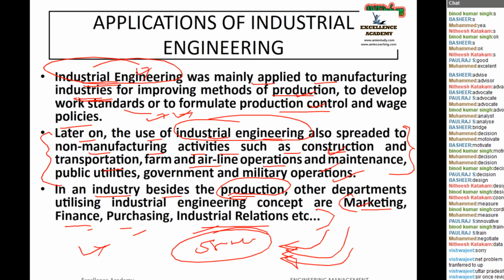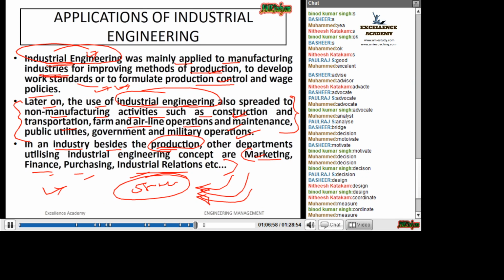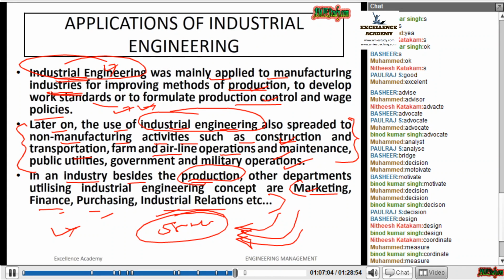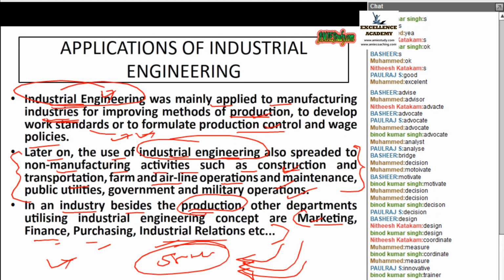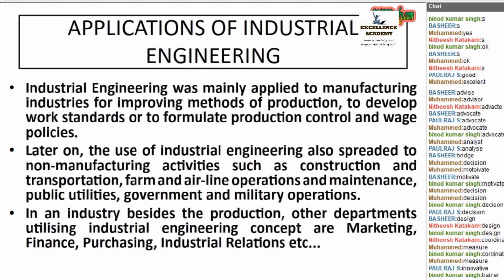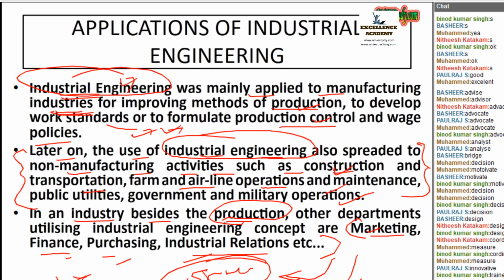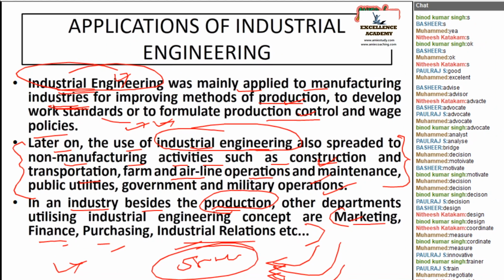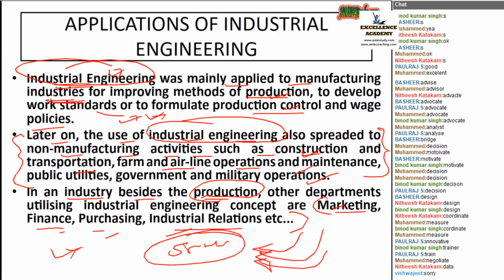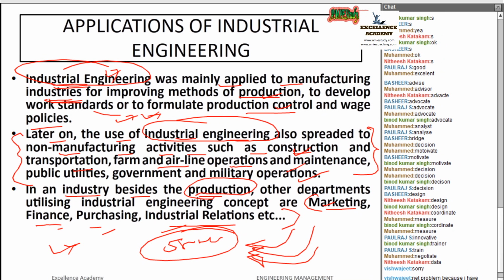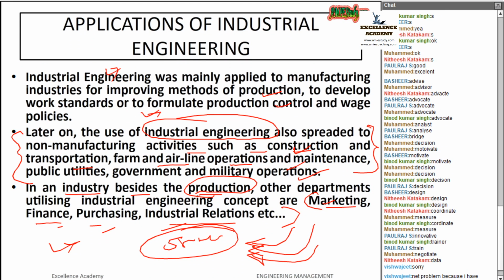So these are the various applications of industrial engineering. In short, we can conclude the slide like this. Industrial engineering is basically meant for the production section, but nowadays it is used in marketing, finance, purchase, and industrial relationship sections also. For what purpose? For effective use of resources and for conducting good managerial function. So these are the various applications of industrial engineering. Is this slide clear to all?